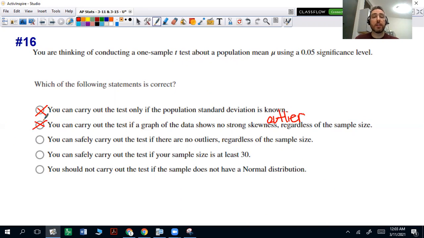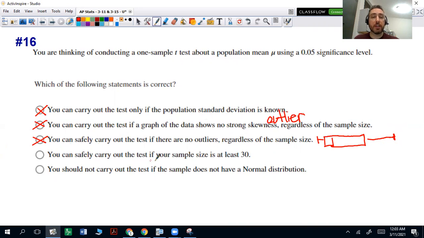You can safely carry out the test if there are no outliers, regardless of sample size. Well, it's kind of like the last one. You can have skewness without outliers, right? You can have a graph look like that, and maybe there's no outliers, but it's still strongly skewed.